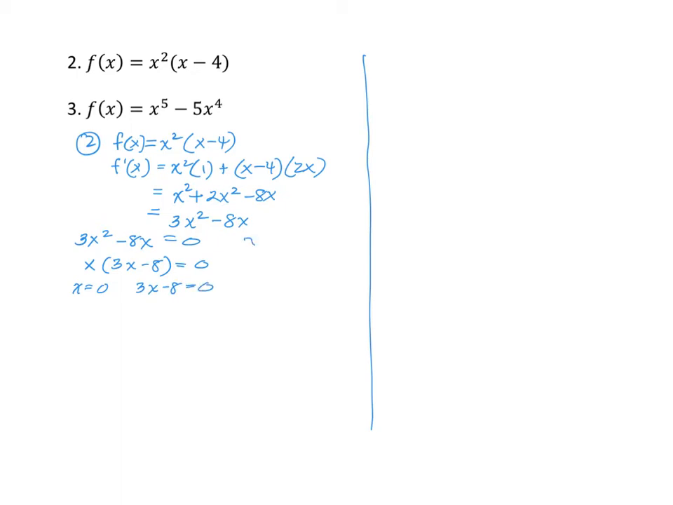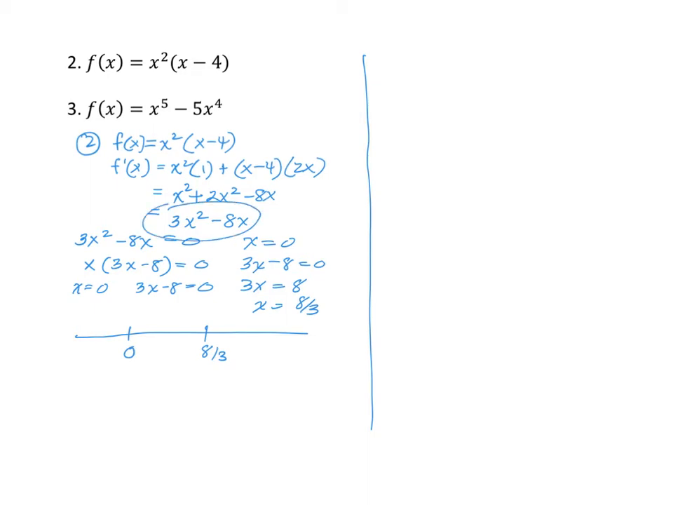So that means x equals 0 is one critical point, and 3x minus 8 equals 0 means 3x equals 8, and x equals 8/3. All right, so I put those on a number line, 0 and 8/3, and then I try numbers on all sides of those in the first derivative. And this is again the first derivative.